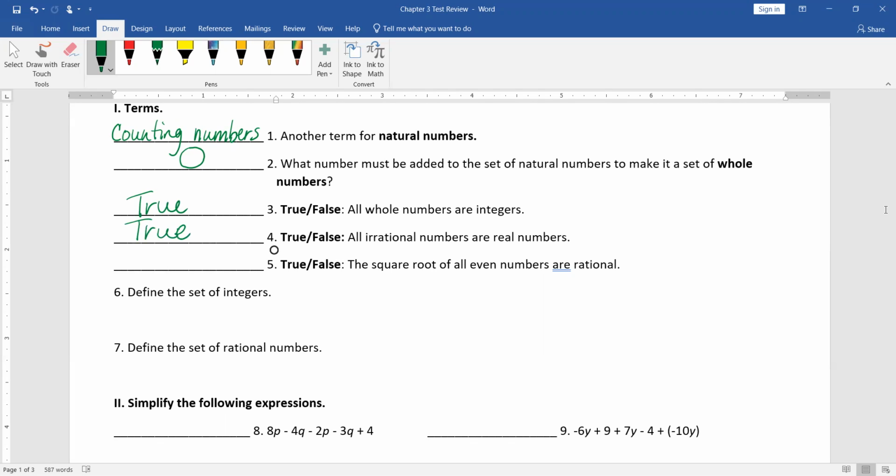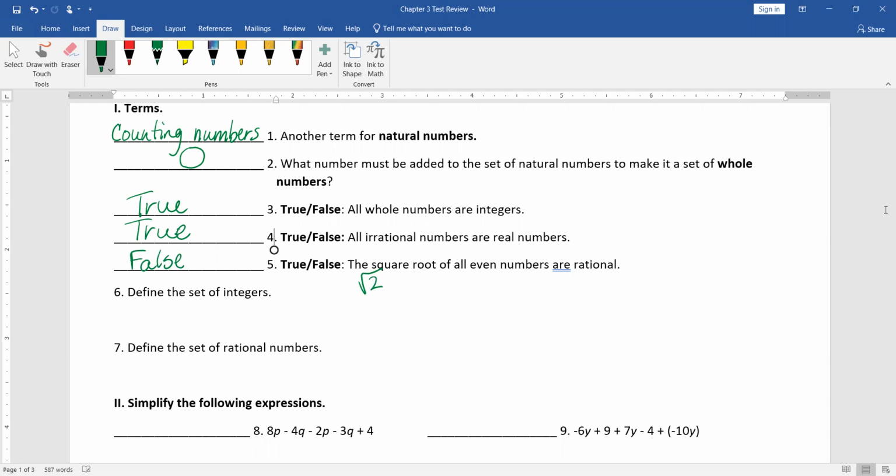And then here's another true false. So when you think about this, the square root of all even numbers are rational. Oh, that should be is rational. Don't tell your English teacher on me. Okay, so let's look. Okay, so square root of 2. 2 is an even number, but is there a number that when multiplied by itself equals 2? That answer is no, because 1 times 1 is 1. 2 times 2 is 4. Had a moment there. So already we know that this is going to be false.